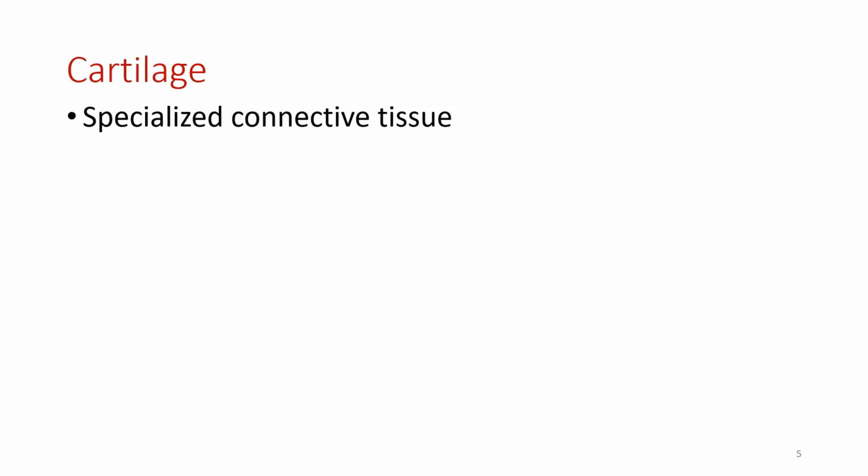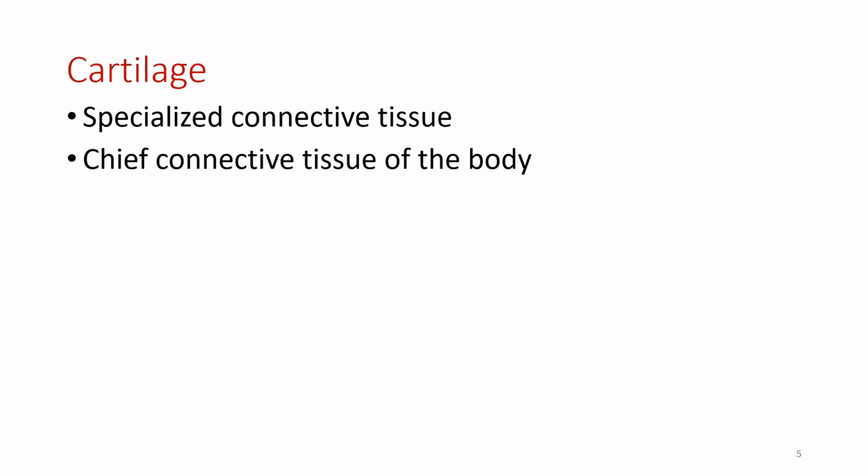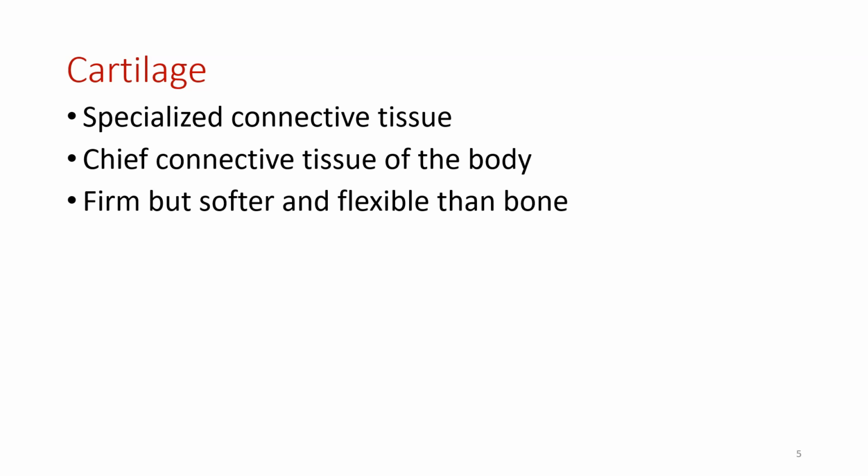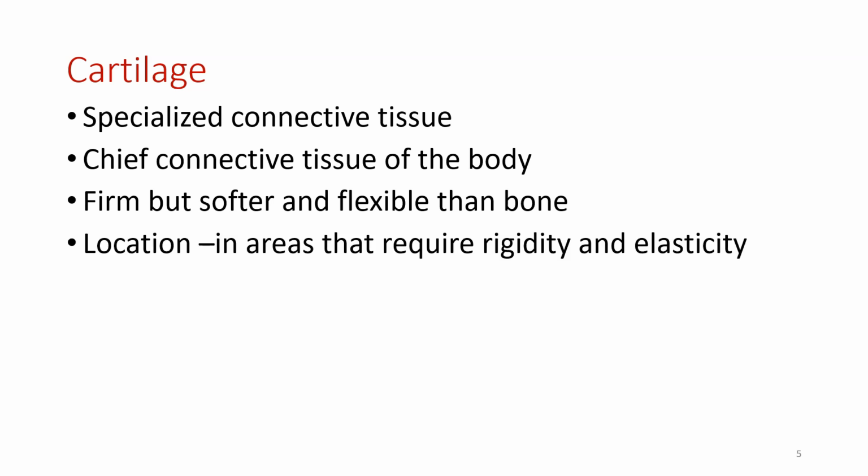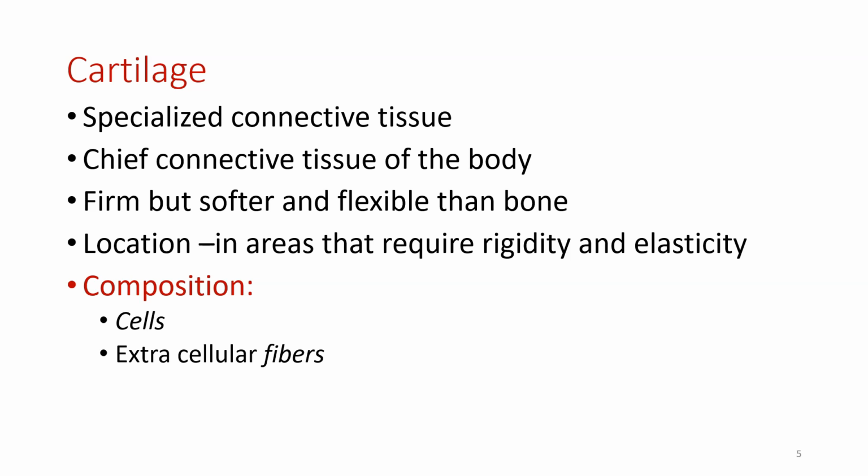Cartilage is a specialized connective tissue and it is the chief connective tissue of the body. It is firm but softer and flexible than the bone, and it is located in areas that require rigidity and elasticity. If you see the composition of the cartilage, it consists of cells, the extracellular fibers, the intercellular matrix or substance, which we call the ground substance.